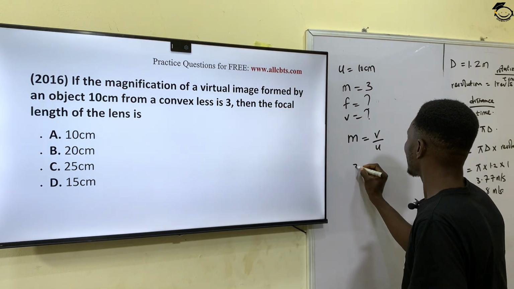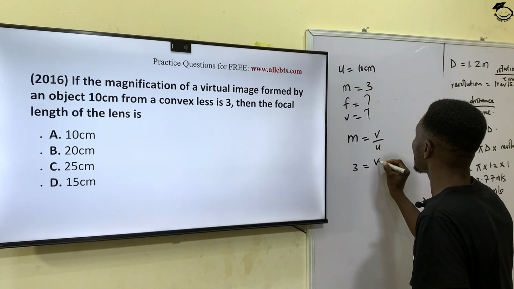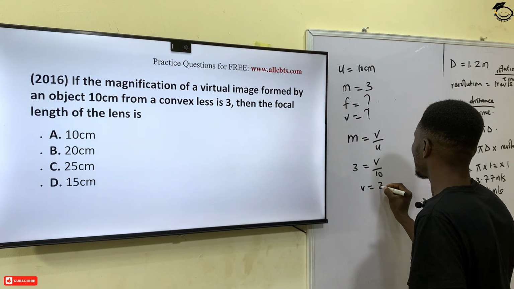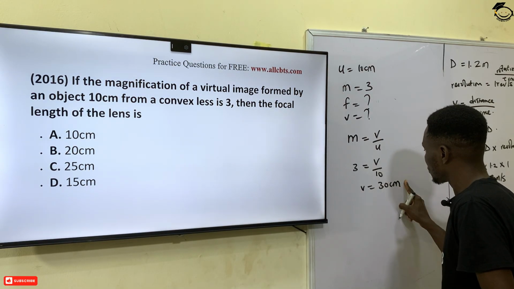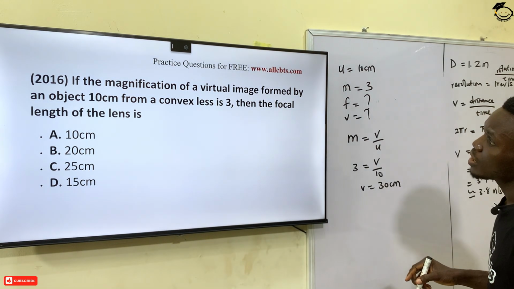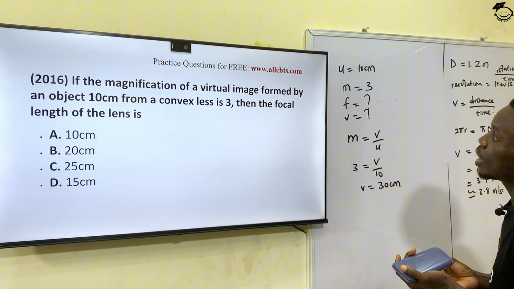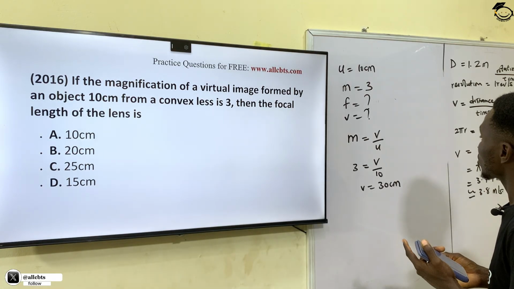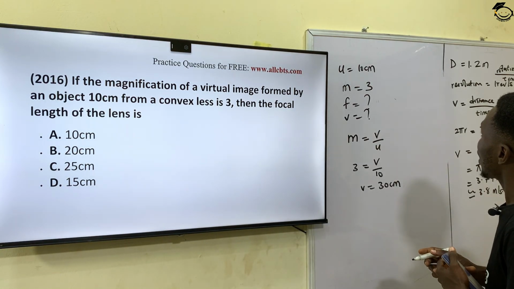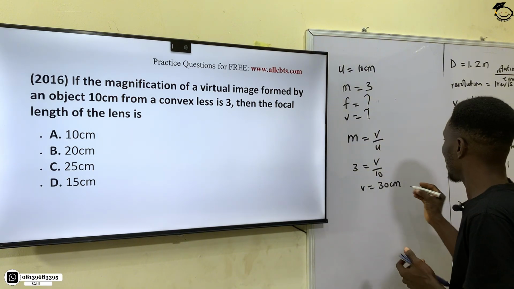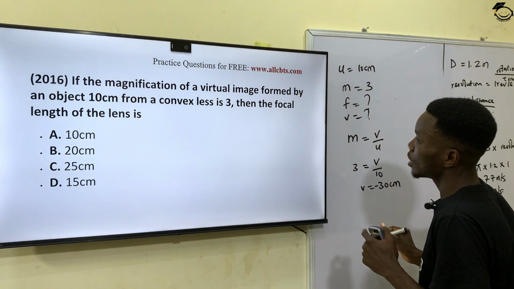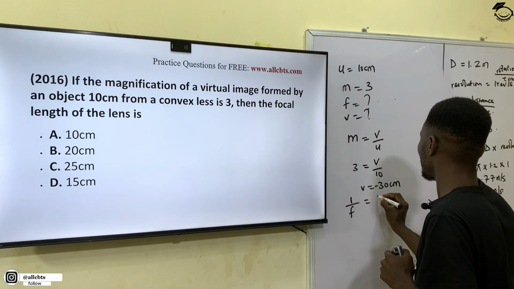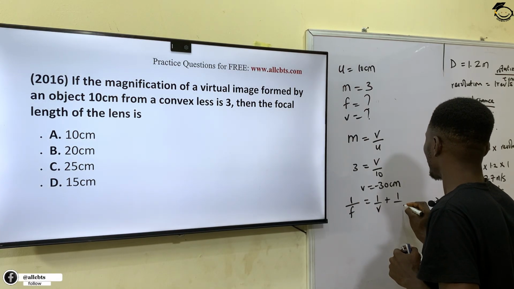This means that I have 3 is equal to V over 10, which means that my V is equal to 30 centimeters. Now, because this question is talking about a virtual image, it means what I'll be having is negative here. So because this is negative, I remember that my lens formula says 1 over f is equal to 1 over v plus 1 over u.